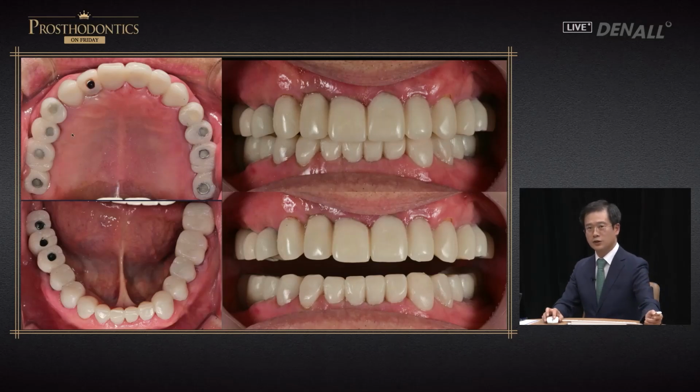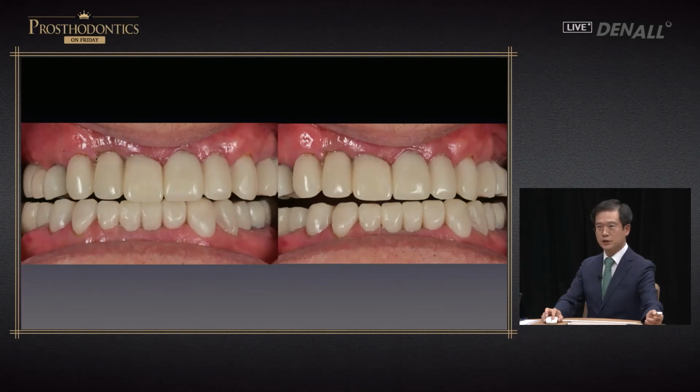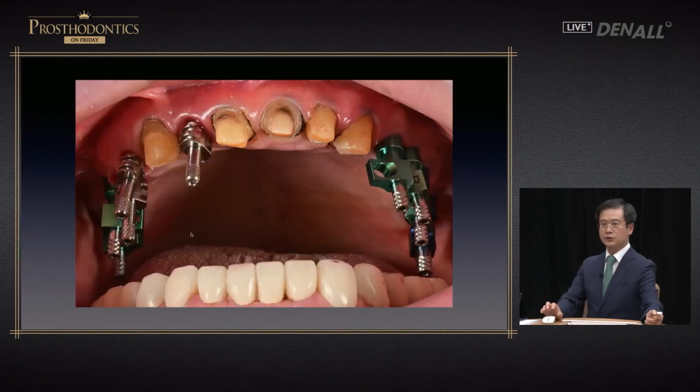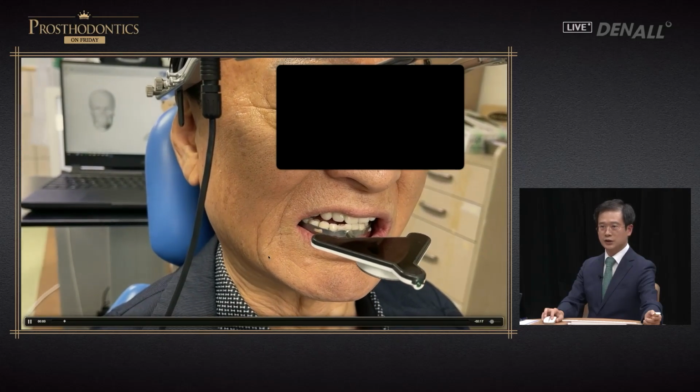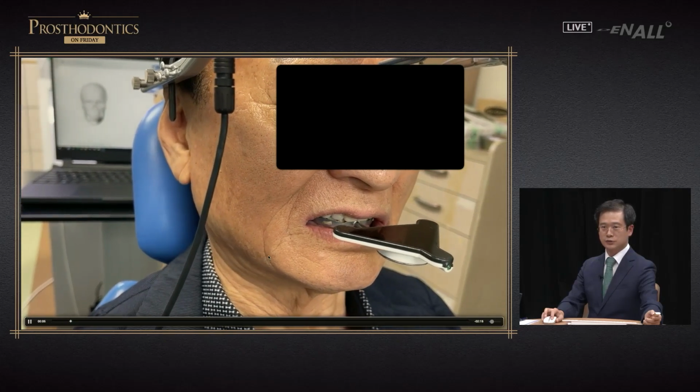The important step here is, in the next visit I need to check occlusion. I prepped and took impression using the provisional. I had the patient do mandibular movements. Oral scan data was utilized for the final prosthesis. Silicone impression was taken. Pickup impression was done.